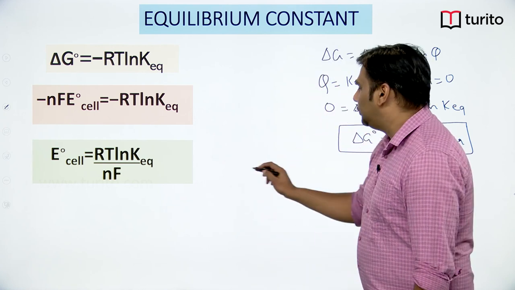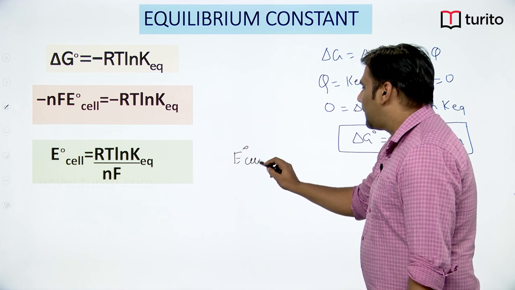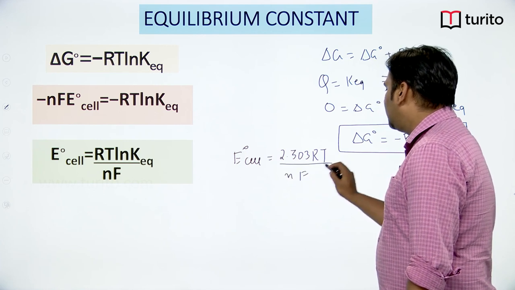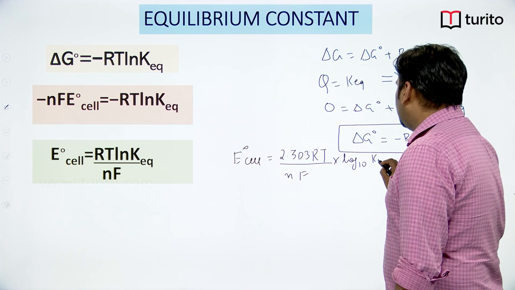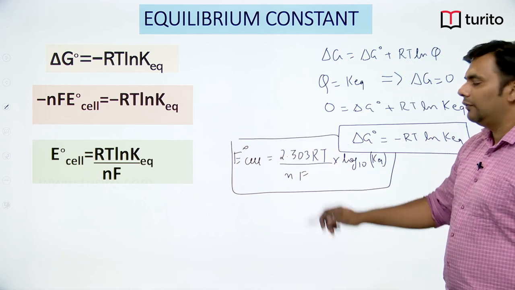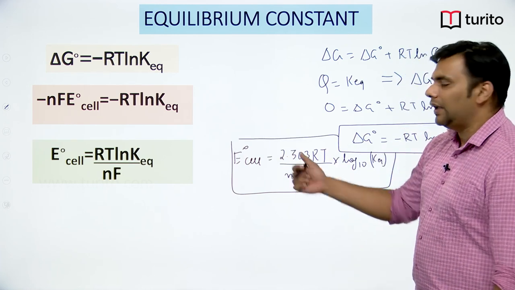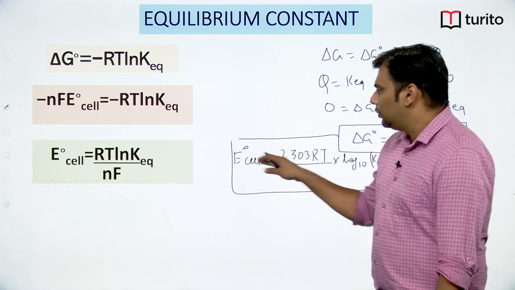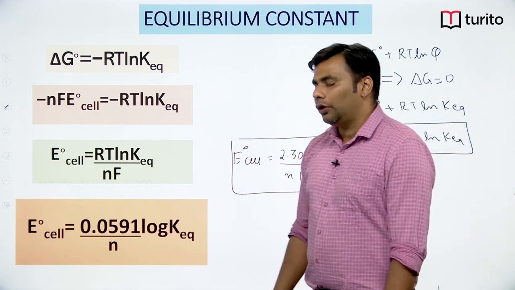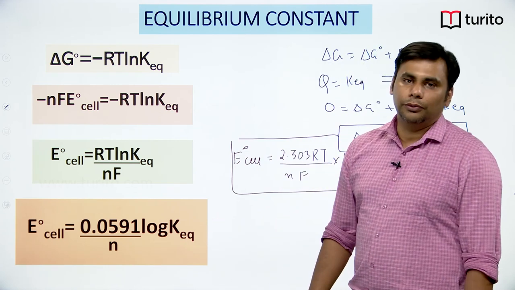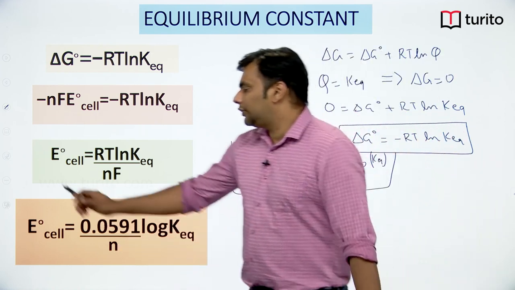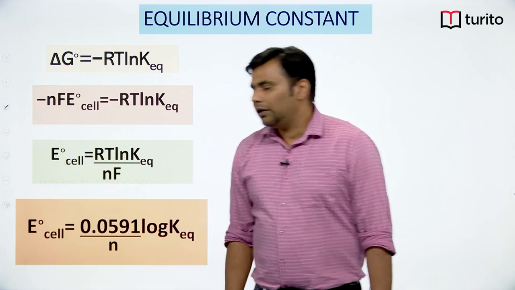Now, if we change this into log base 10, E naught cell would become 2.303 into R into T upon NF into log base 10 of the equilibrium constant. We know the value of R, which is 8.314, the temperature is 298 Kelvin since we are at standard condition, and F is 96500 coulomb. When you plug in all these values, we get E naught cell as 0.0591 upon N into log base 10 of the equilibrium constant. Hope this is clear to you. This is how you will find the equilibrium constant using the E naught value. Hope this expression is clear to you.